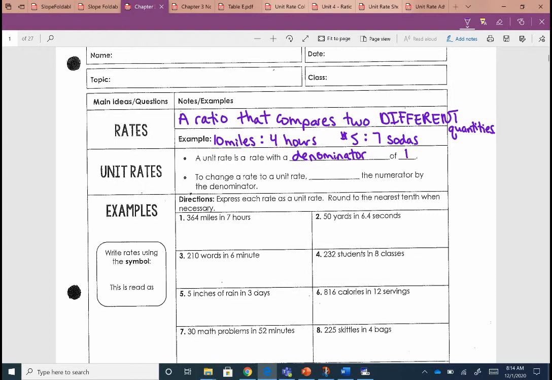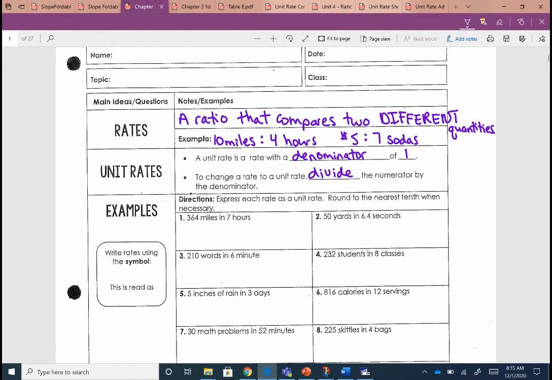So to change our rates, like 10 miles to 4 hours and $5 for 7 sodas, to a unit rate, we just divide. And we're going to see this a bunch today. We're going to divide the numerator by the denominator. Because 10 miles for 4 hours isn't super meaningful for me. I want to know how many miles for 1 hour or how many dollars for just one soda.